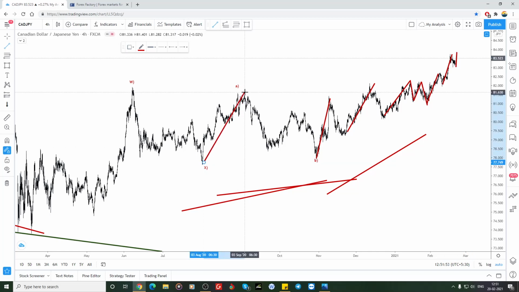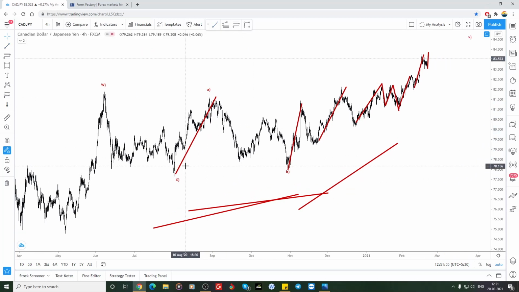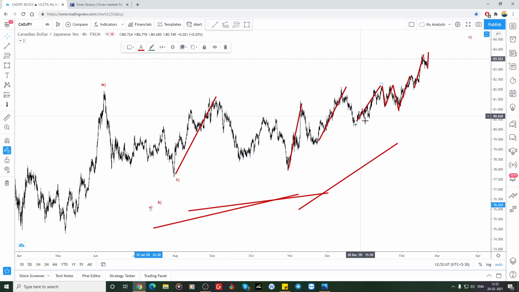This is an easy way of how I am analyzing the pair. You just choose the 5 waves, and you can get to a conclusion. So 1, 2, right? So neglect this. So 1, 2, 1, 2, 3, 4, 5.